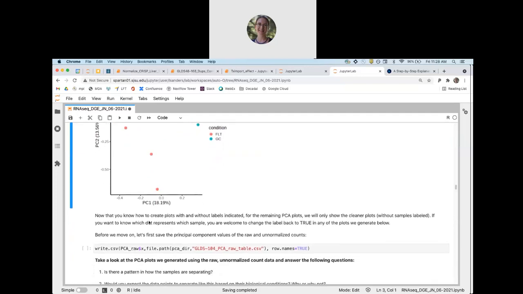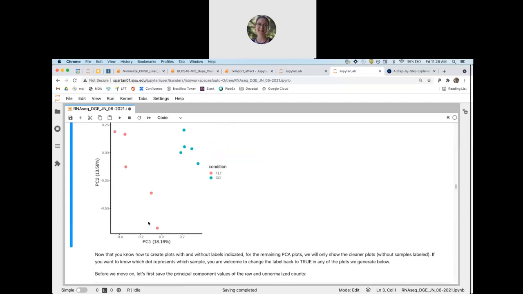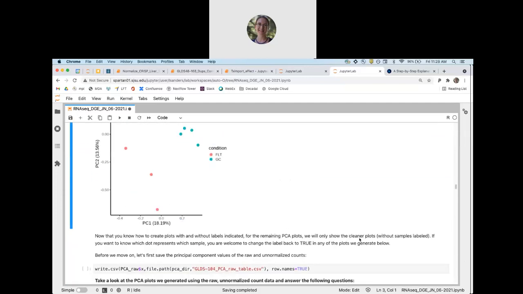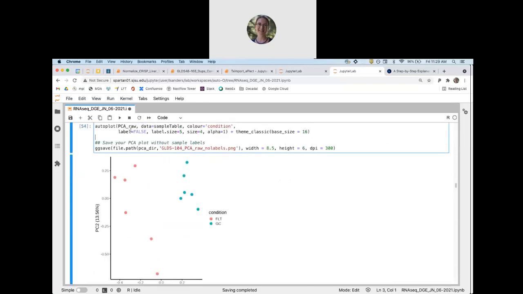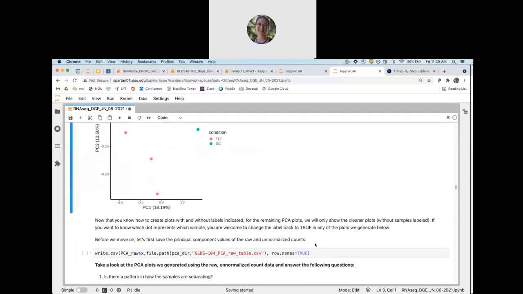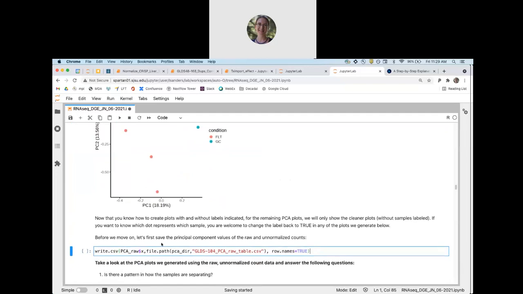All right, so now that we've established how to label or not label your plots, we're just going to show the plots without samples labeled, but you can go ahead and change it back to label equals true at any time if you want to see which samples are which. And before moving on, let's just go ahead and save the principal component values into a CSV table. We're saving that also into our PCA directory.